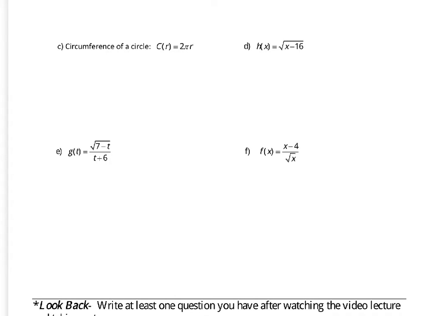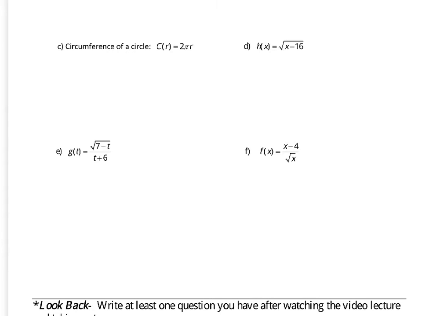So let's try example 5D, and we have the function h of x equals square root of x minus 16. Well, if you recall from earlier, square root functions cannot be negative underneath the square root symbol. So that means the expression x minus 16 cannot be negative. Well, if it can't be negative, it could either be 0 or it could be positive. So that's what I've written in the inequality here.